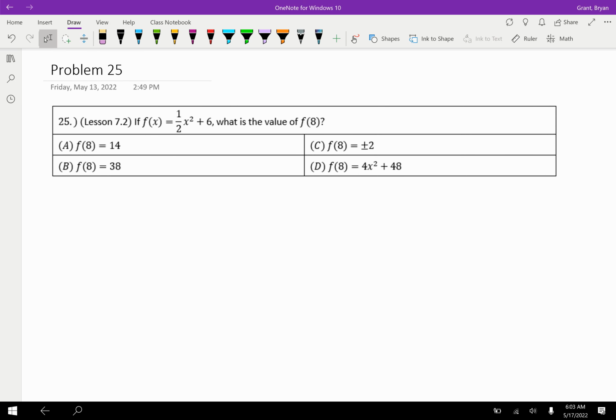This problem gives you a function, f of x equals 1/2 x squared plus 6. It's a quadratic because of that square, and they ask us to find f of 8. Well, hopefully at this point in time, we know that if you are asked to find f of 8, they're asking for the output of the equation called f if you input 8. Input 8 where? Well, it looks to me like they replaced the x with 8. So something like this. They took the x and replaced it with 8.